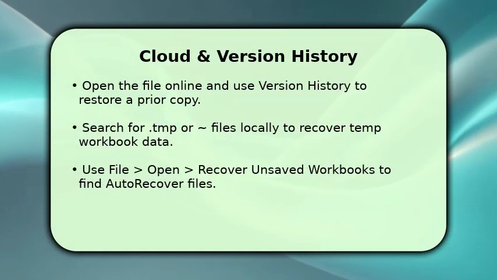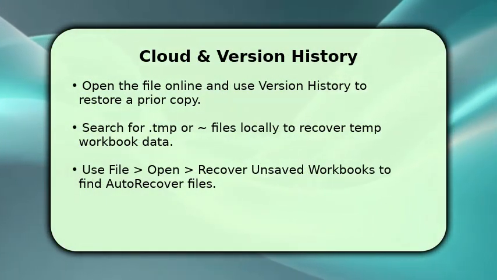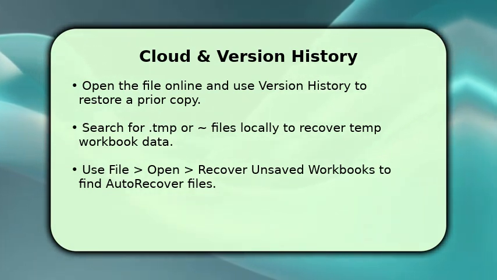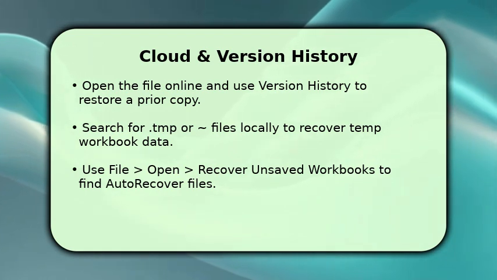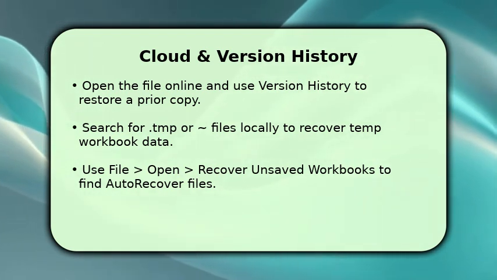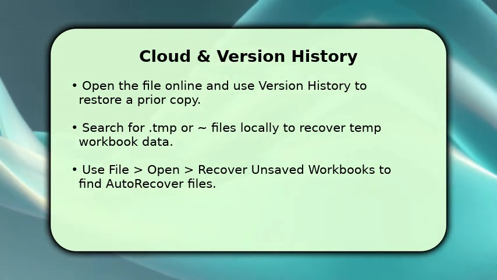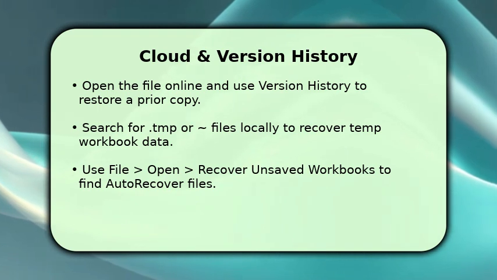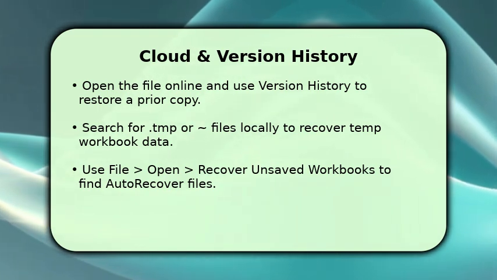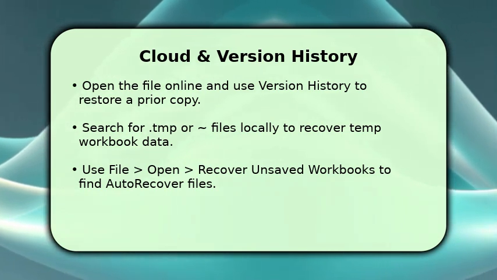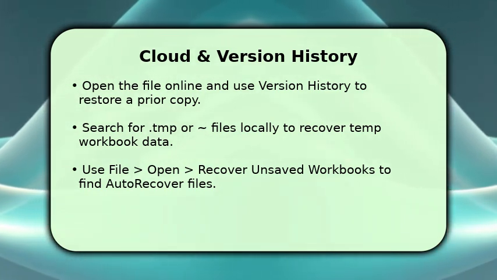OneDrive and SharePoint often keep version histories you can restore, so check their restore options first. Open the file online, select version history, and restore a prior copy. For local recovery, search for TMP or tilde files and open them in Excel. Use File, Open, Recover Unsaved Workbooks for auto recover files. Also check emailed attachments and local downloads for older copies.